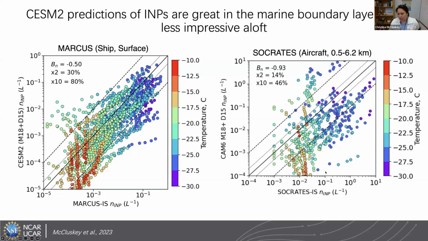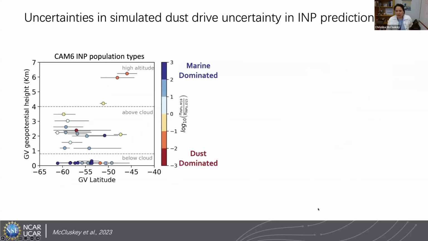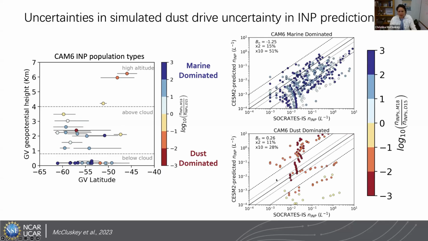Our model in particular produces, what is this, 1, 2, 3, 4, 5 orders of magnitude variability in our INP prediction. Looking at that a little bit closer with the model, we wanted to see, for the model at a given latitude, are we dominated by marine INPs or dust INPs? That's what's shown here, where the dust-dominated INP populations are shown in these red colors, and the marine-dominated are blue colors.